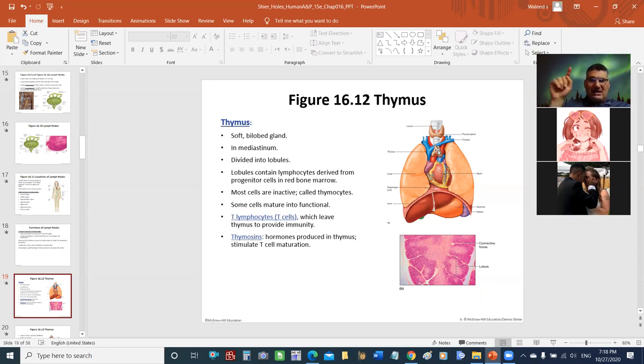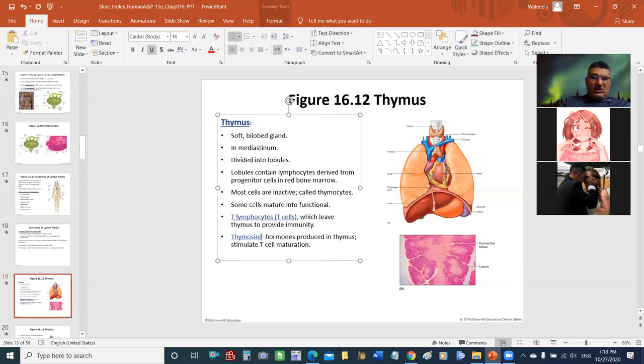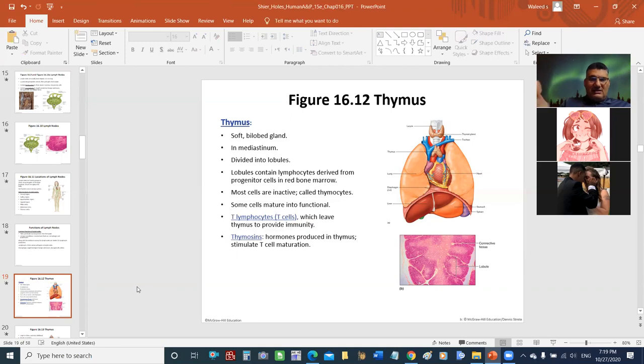And this is where the T came from. T comes from the first letter of thymus. So the thymus is important for activating the T lymphocytes. It does not make it. It activates it. We make both of them in the bone marrow. How does it activate? It produces something called thymidine. Thymidine is a hormone that stimulates T cell maturation.